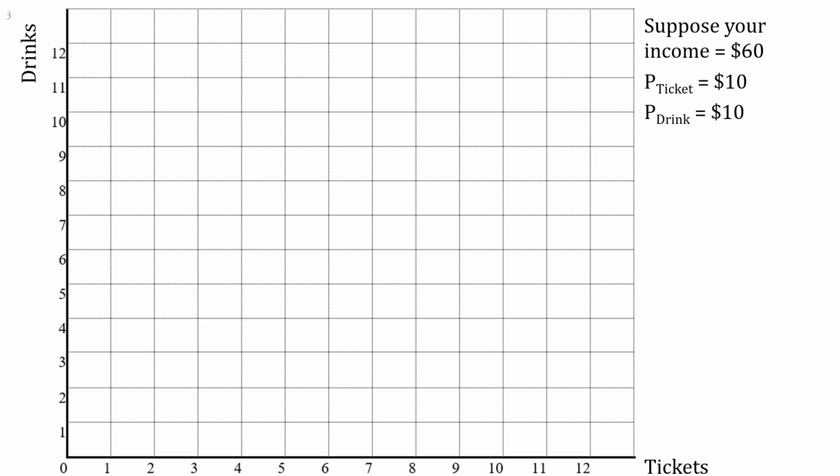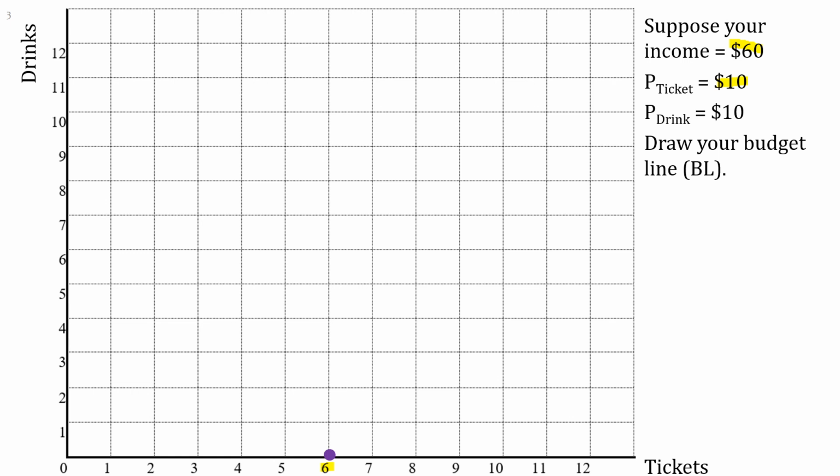We want to draw your budget line. Okay, so that's the objective here, and in order to draw the budget line, you have to figure out how much you can buy of each product. Okay, if you use all of your income to buy tickets, you can buy 6 units, right? Because what you have is $60, and if you spend that on $10, 60 over 10 is 6, so that's why you get 6 here.